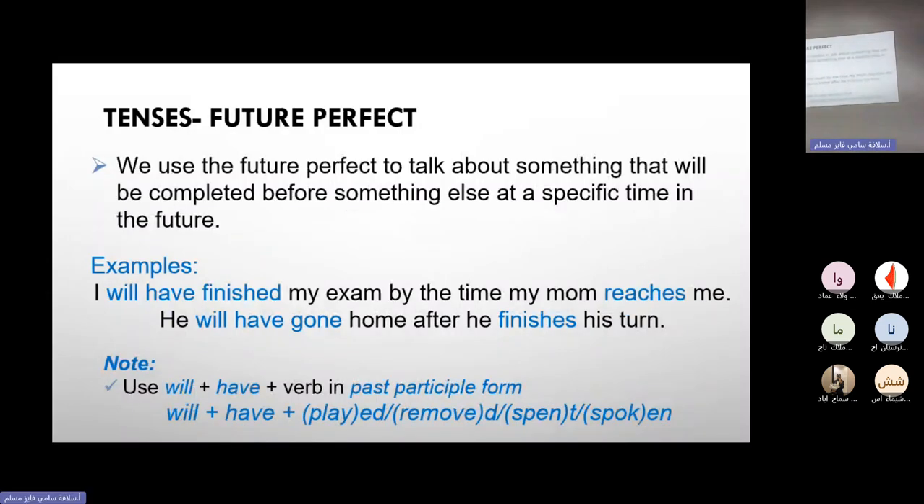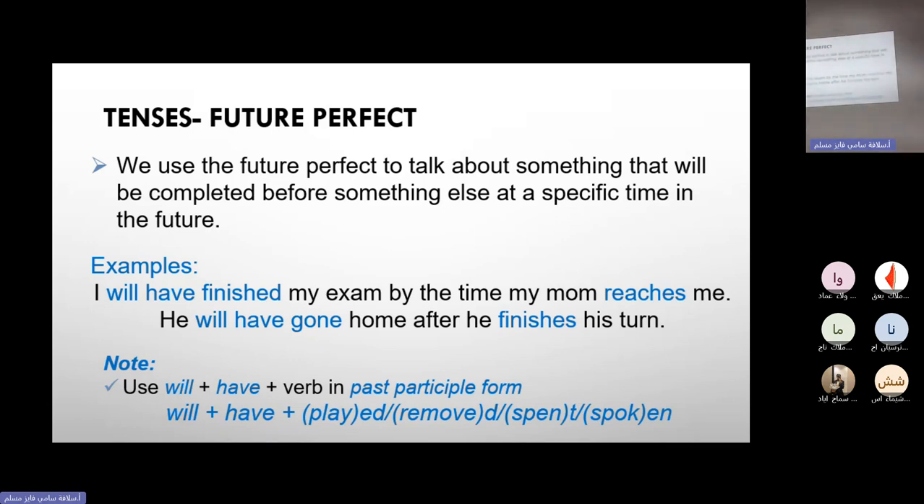The last one in the perfect verbs, okay, is the future perfect. When do we use it? We use it to talk about something that will be completed before something else at a specific time in the future. Two things. One thing will happen before the other, but when? In the future.